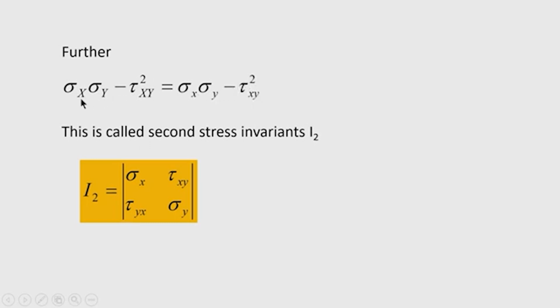So, you can note here, this is with reference to the transformed axes capital X and capital Y, and these quantities are with reference to the original axes, that is small x and small y, and again these quantities are equal, which signifies that this quantity is also invariant to the rotation of the axes. So, this quantity is known as second stress invariance, and it is denoted by I2. Mathematically, it can be written with the determinant I2 equals the determinant of σx τxy, τyx σy. So, if I expand this determinant, I will get this quantity.